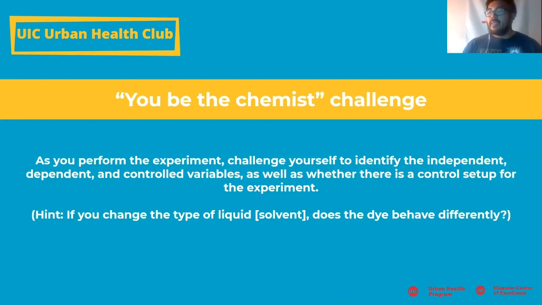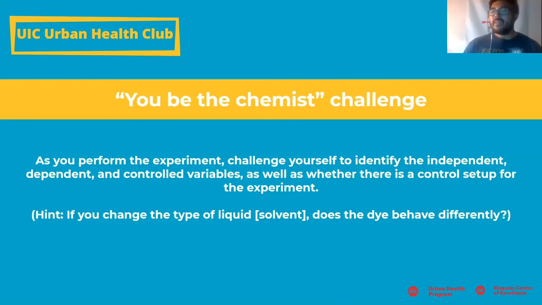And lastly, whether there is a control setup for this. The control setup is basically the procedure of the whole experiment. It lays out, okay, these are the independent variables, these are the dependent variables, and these are the control variables. This is for the sake of consistency in this experiment. And there you have it.